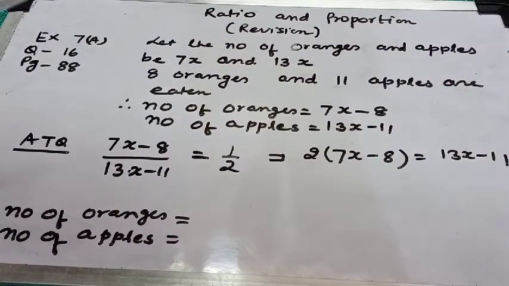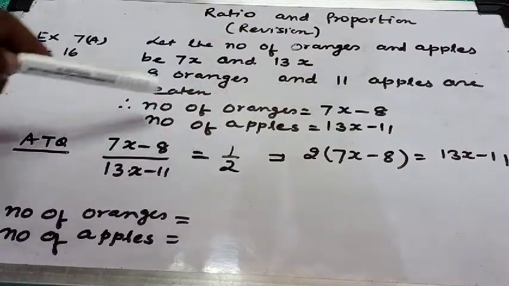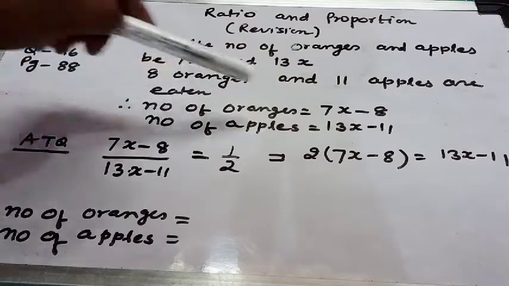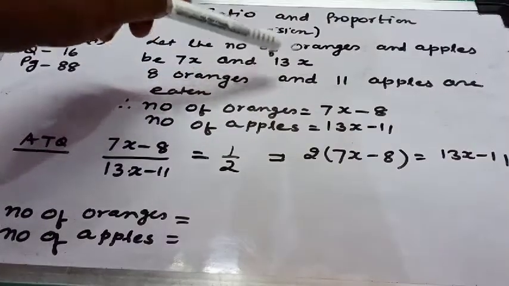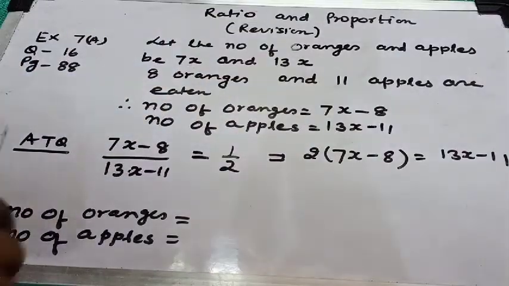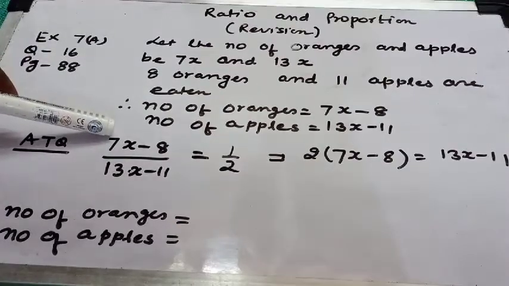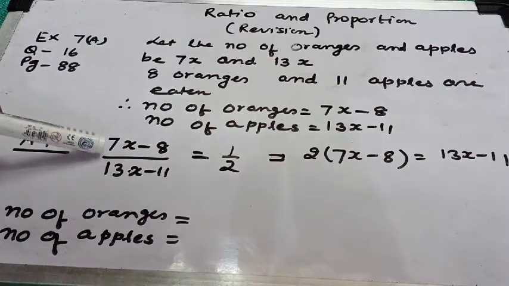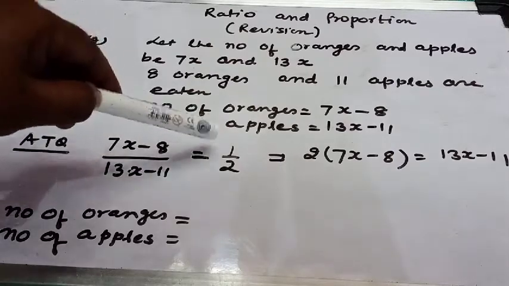Later on, what is given is that 8 oranges are eaten and 11 apples are eaten. So the new number of oranges will be 7x minus 8, and the new number of apples will be 13x minus 11. According to the question, the new ratio of oranges to apples is 1:2. So the new number of oranges is 7x minus 8, the new number of apples is 13x minus 11, and that is equal to 1/2.